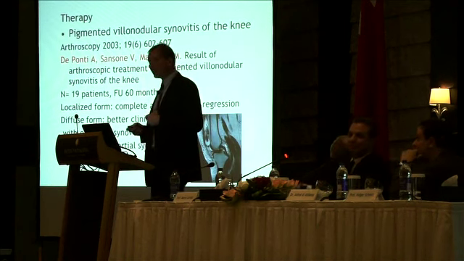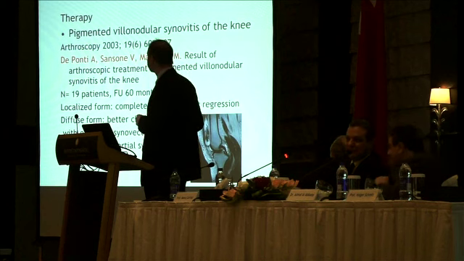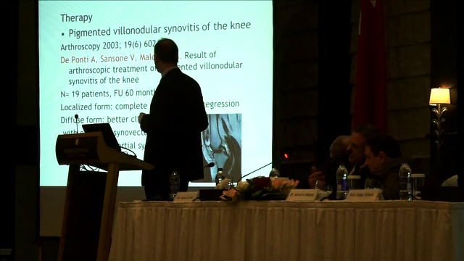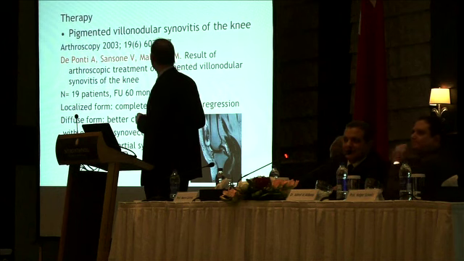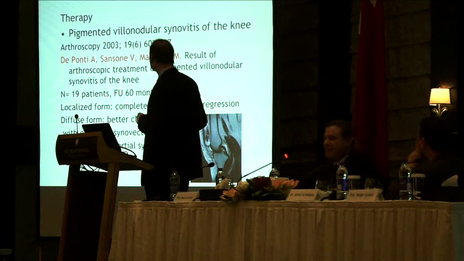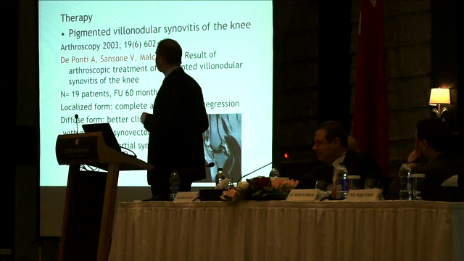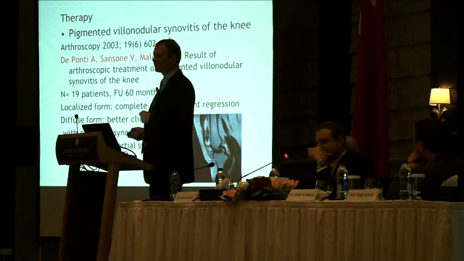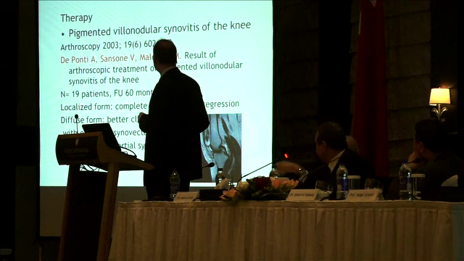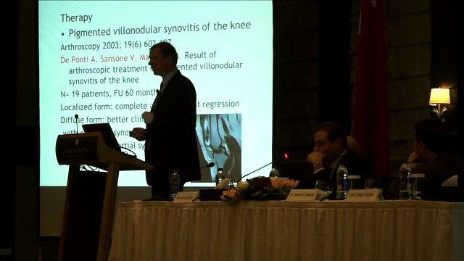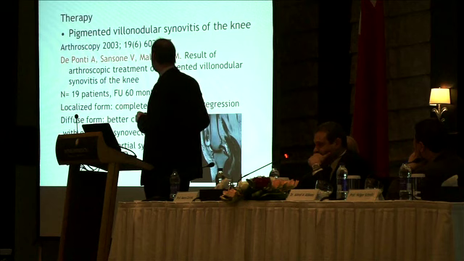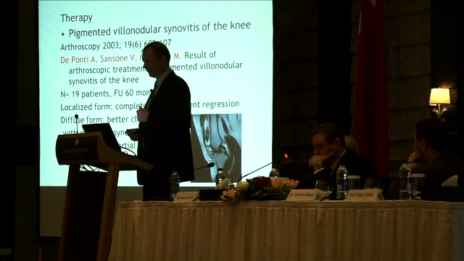If we have these kinds of localized synovitis, as you see here with the pigmented villonodular synovitis, you remember this picture from before, we have a study here from Italy. They examined 19 patients with a follow-up of 5 years, and they found that with a localized form of this synovitis, we have a complete and persistent regression, but with a diffuse form, it's much more difficult. Then we have a better clinical result with an extended synovectomy compared with a partial synovectomy.